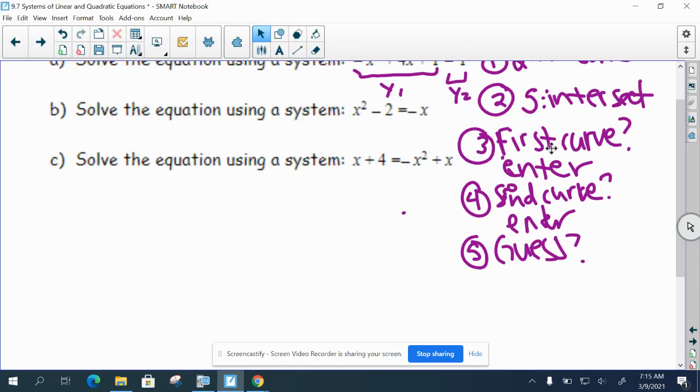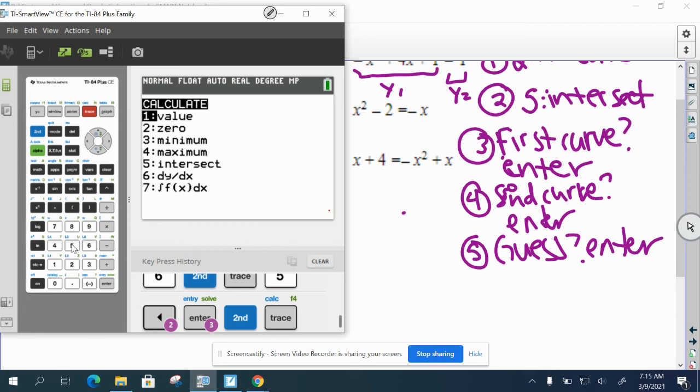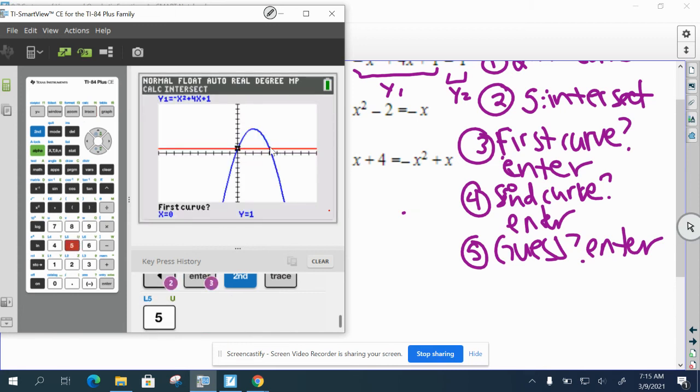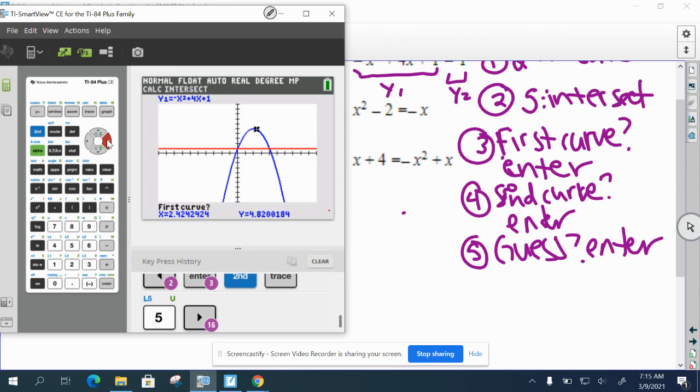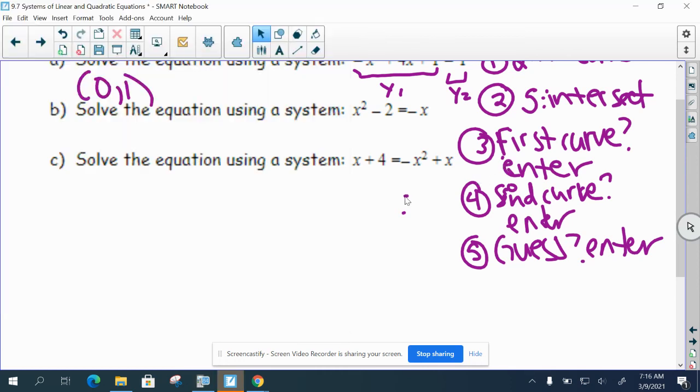So basically you're pressing enter 3 times, and then it's going to give you the solution. So this would be 0, 1 for the first one. And then we need to do it again. So press second, calc, intersect. But now if we're doing this intersection point, then we need to scroll over until we get closer to that intersection point, or else it's just going to give us the other one again. So press enter 3 times for the first, second, and third, and then the guess. So this one would be 4, 1.